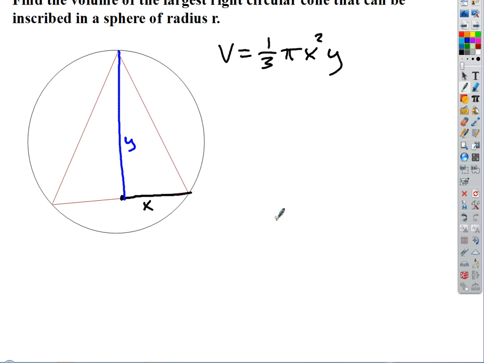Well, that is our primary equation right there, isn't it? That's what we're trying to maximize. What's the problem? We have two variables. Yes, we need a secondary equation, which must be the constraint, which must be related to r, because that's what's constraining the cone. Okay, so suggestions? Any ideas?